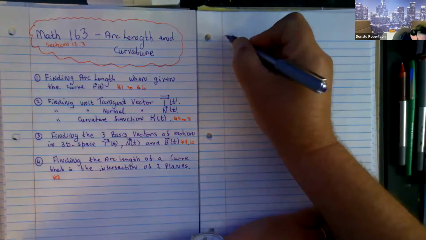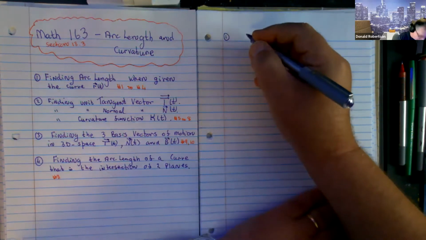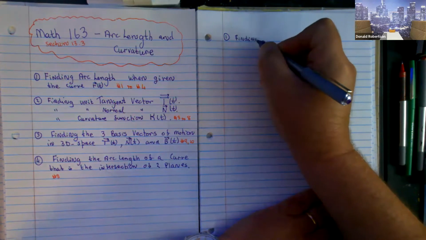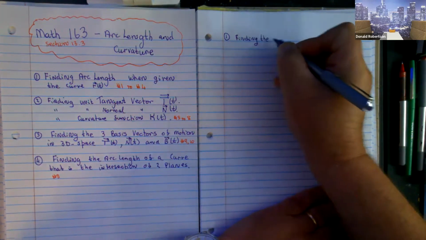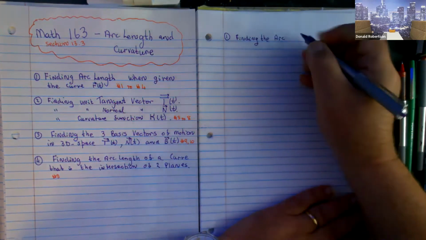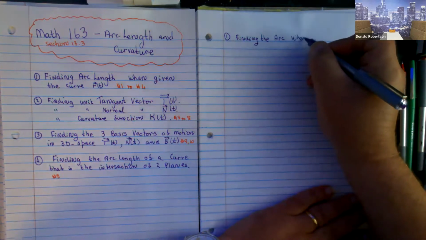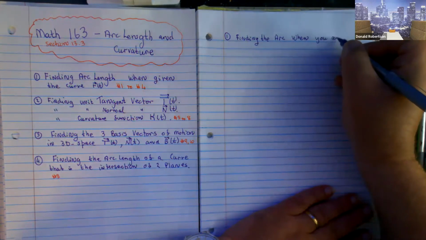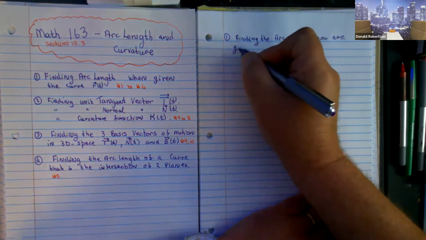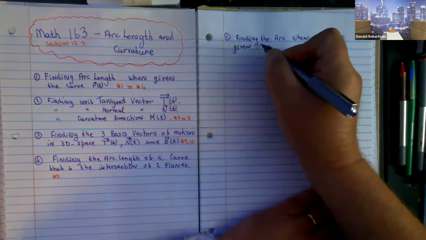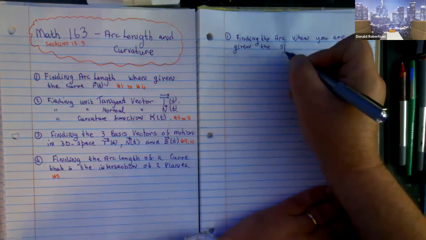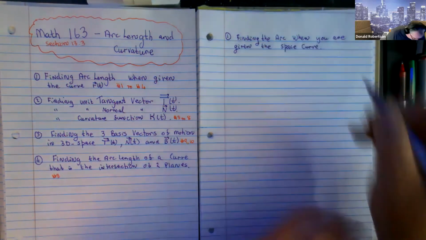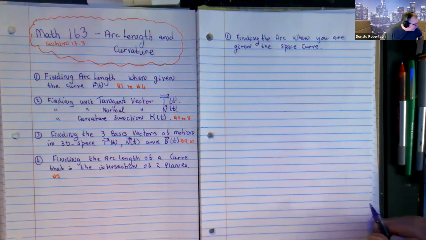So the first topic that we're going to look at is a pretty straightforward one. It's finding arc length. Typically, we're talking about finding the arc length when you're given the equation for the space curve. So there are 4 homework questions that deal with this.